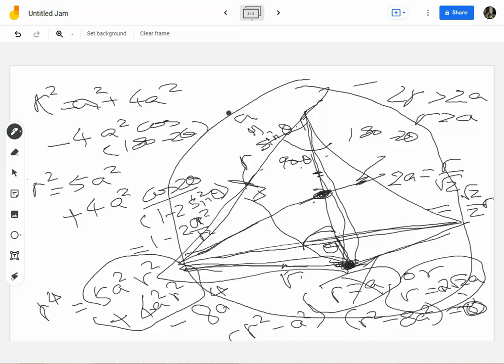Okay, here we use the cosine law to solve this problem. We also need to calculate another side. This one should be very easy to get.